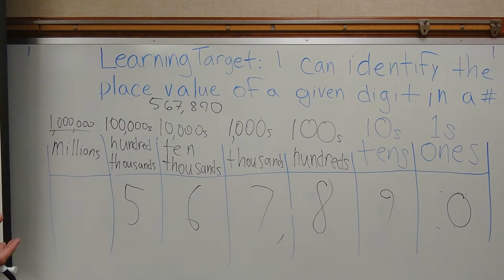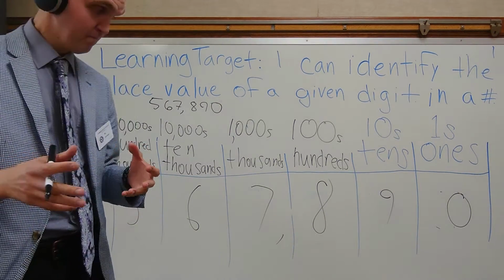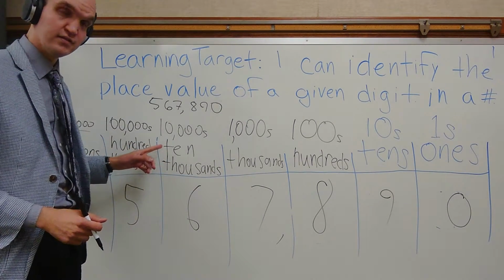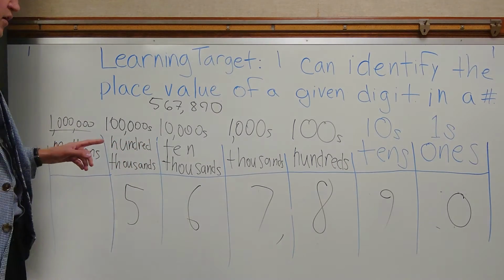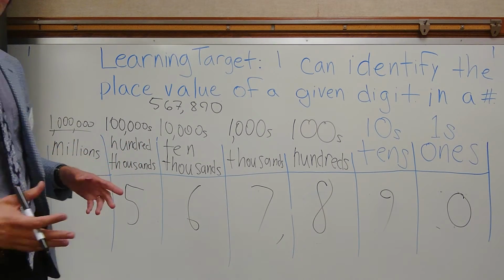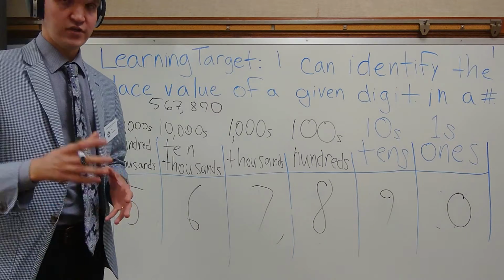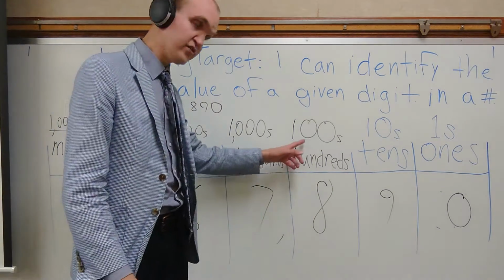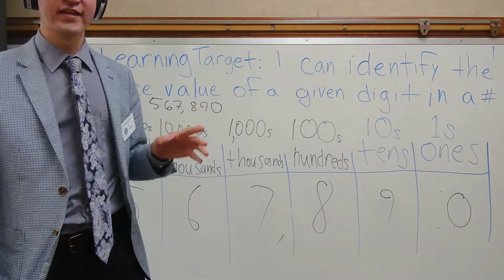Okay, so I'm going to ask you a question. I'm going to want you to pause the video and say the answer out loud. Say it to yourself. What do you think? What place value is the 6 in? Pause the video and say it. Okay, what did you say? Did you say it was in the 10,000s place? If you did, you're right. What place value is the 8 in? Pause the video and say it out loud. Okay, did you say it was in the hundreds place? If you did, you're right.